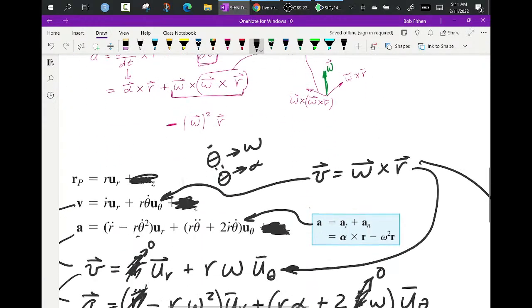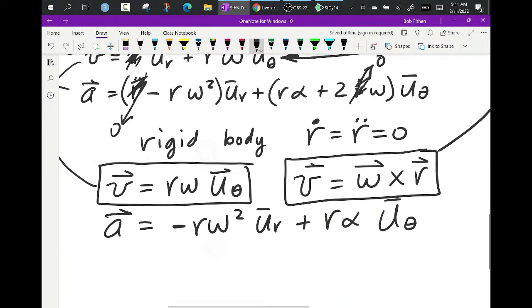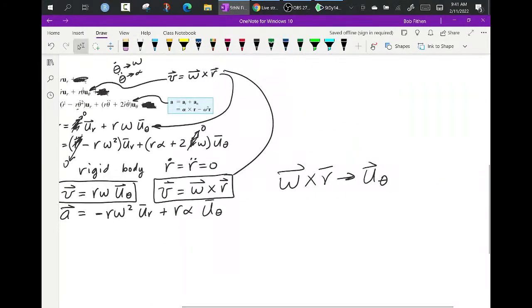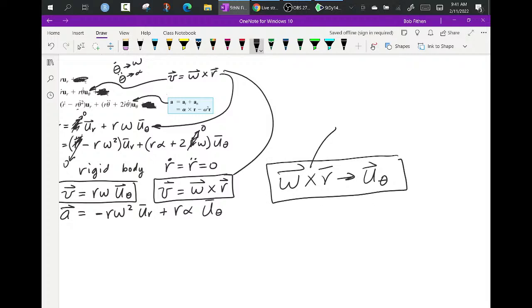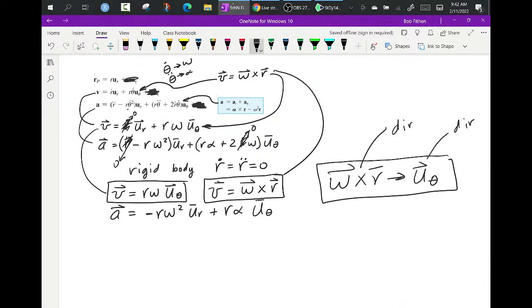So in fact, this is a fact, that the direction of that is the direction, not the actual value. The direction is the same as this. So if you look at that real close, you'll realize those are in fact equal. Those are the same thing.